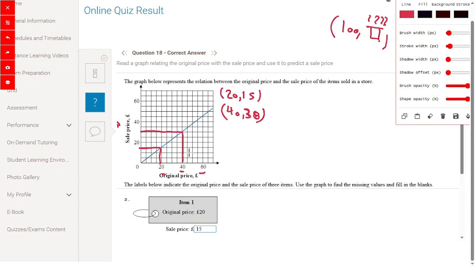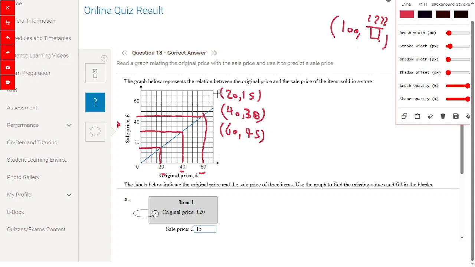But here in the graph, we have 60. So when the original price is 60, the sale price is 45. So this one, 60, it was 45. Now as we see, between each point, let's look at the difference between each point and the other.